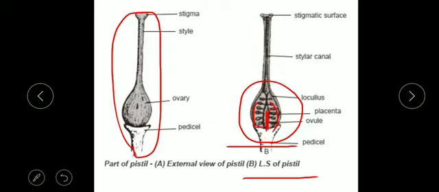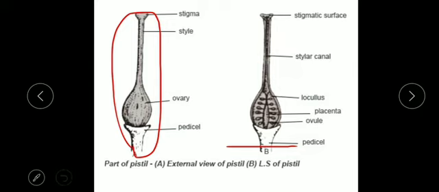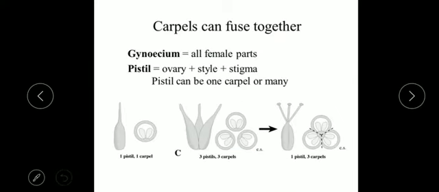11th standard, morphology of flowering plants. Okay, so let us go further. Next, the carpel can fuse together. Now remember, I am again and again repeating the word pistil for gynoecium.